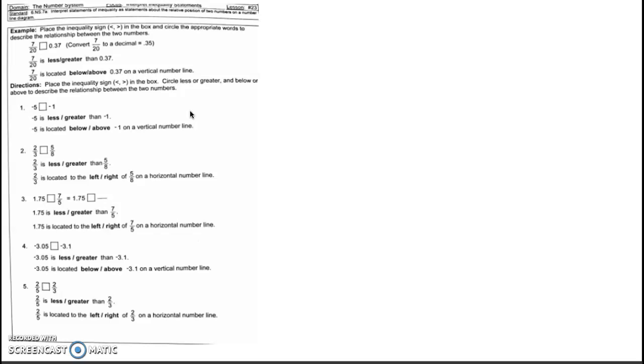Today we're going to be working with inequalities. Basically, we're trying to find out which number is greater than or less than. In order to do some of this, we're going to have to convert. We might have to turn fractions into decimals, or make fractions into equivalent fractions, all sorts of things like that. But this is all stuff that we've gone over before, so it's nothing new.